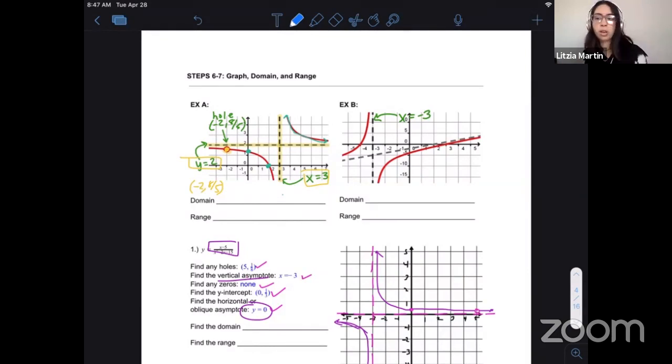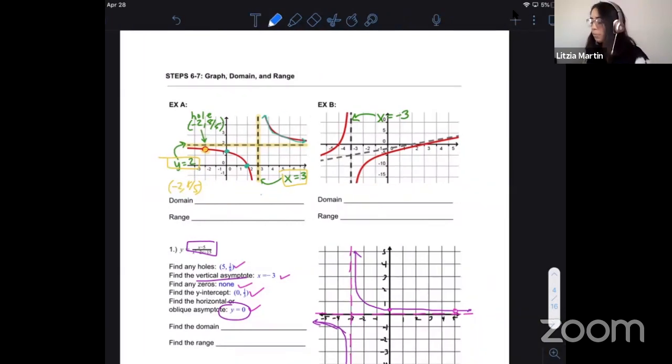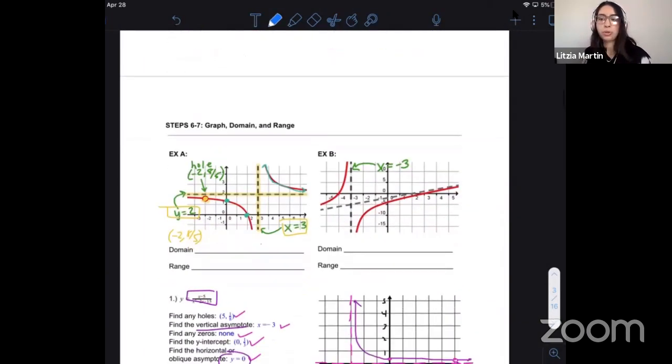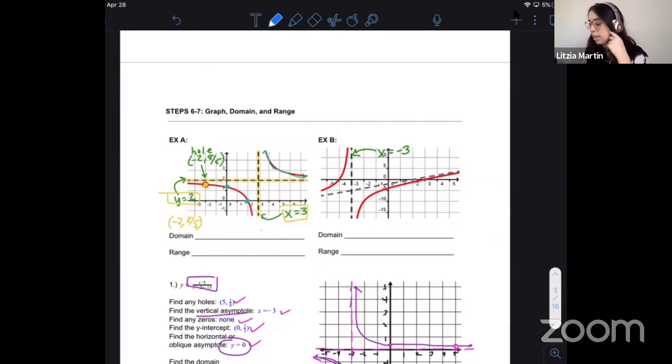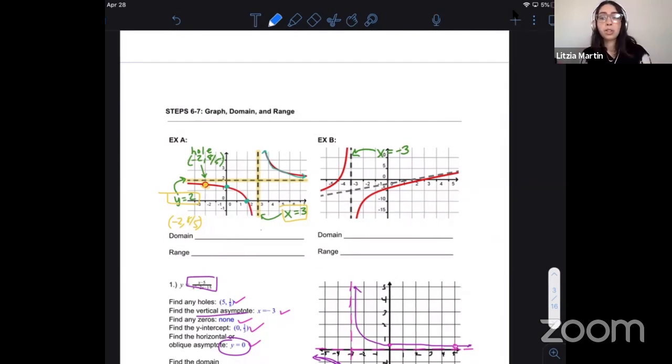So let's talk domain and range. Yesterday we looked at how to graph everything. Today we'll look at how to find domain and range, and we'll do it in two ways. You can do it without graphing the function, or you can do it once you've graphed the function, and then you can just look to see what the domain and range look like. But remember, domain is the set of values that are on the x-axis.